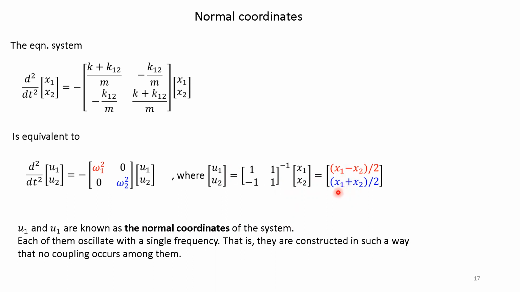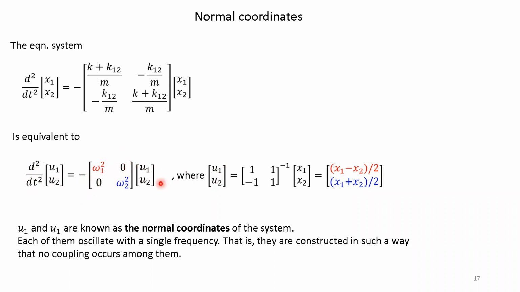So now, if you treat this u1 and u2 as a new, so-called new coordinate system, then in this coordinate system the equation of motion looks like this, right? And you'll tell me that there are two independent oscillators here, because I don't have any off-diagonal terms.